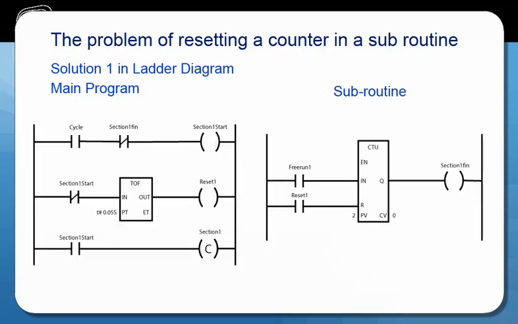Here are two solutions. Create a reset that is on for long enough to reset the counter and then go off. Before cycle turns on, reset 1 is on. Cycle will turn on and section 1 start will turn on and the subroutine will start. The reset 1 will reset the counter. The input to the off timer will go off and the reset 1 will go off 50 milliseconds later. The counter will be reset and ready to start counting again.